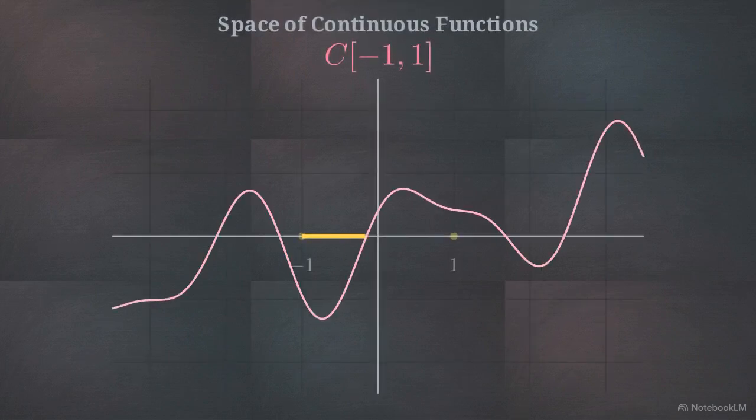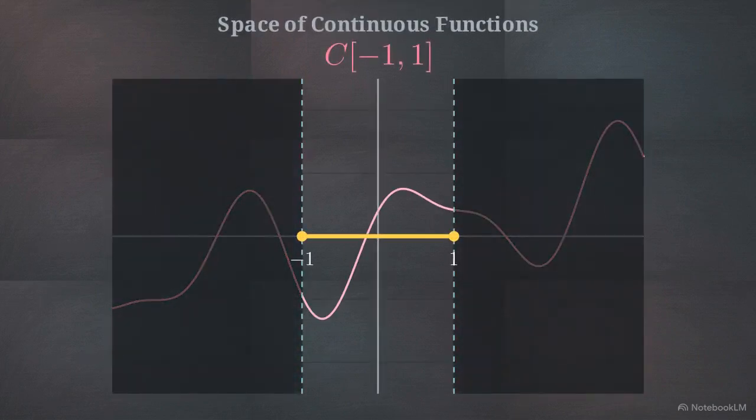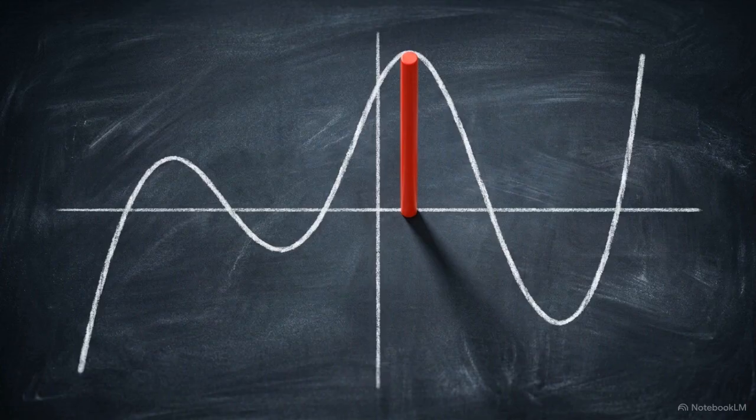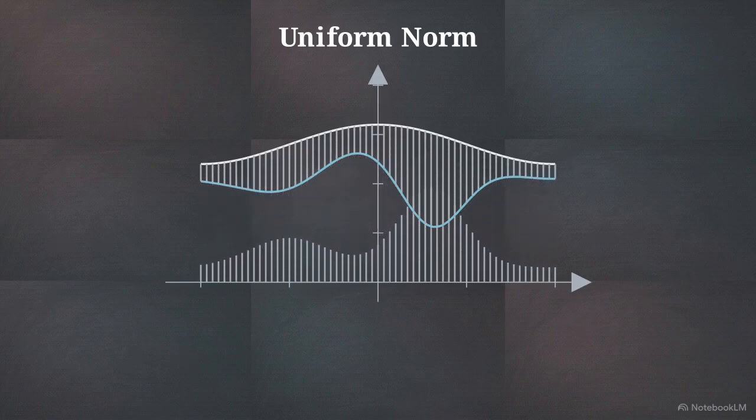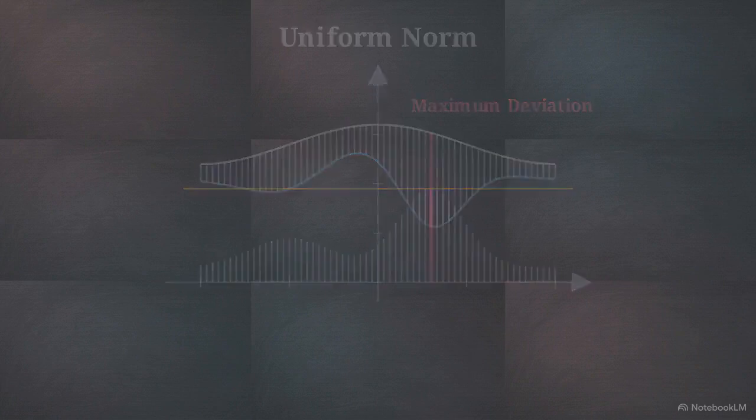We analyze these functions within the space of continuous functions on the interval from -1 to +1. In this context, we use the uniform norm to measure success. We aren't looking at the average deviation. We are measuring the single largest vertical gap between a function and its approximation across the entire interval.